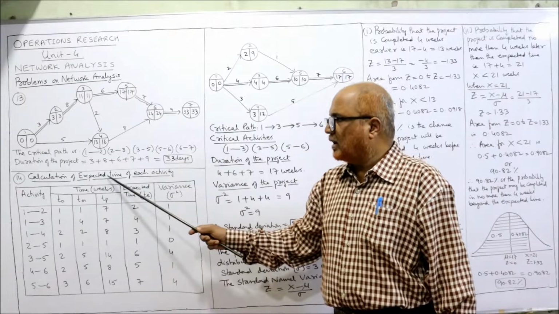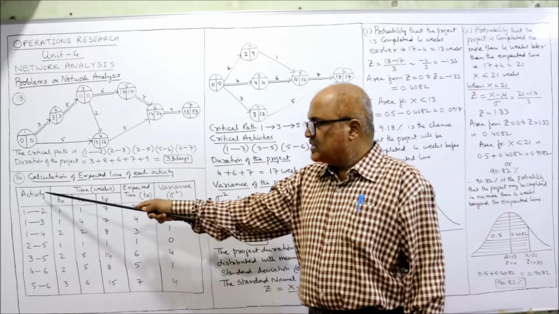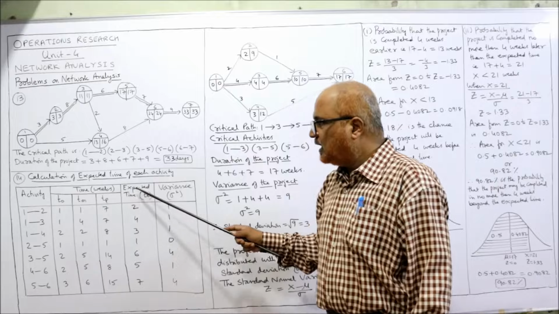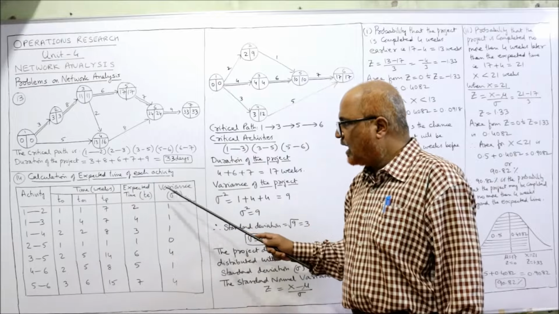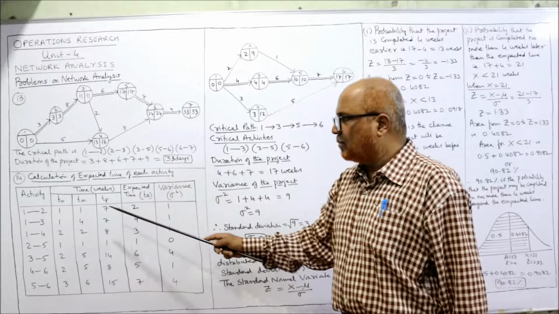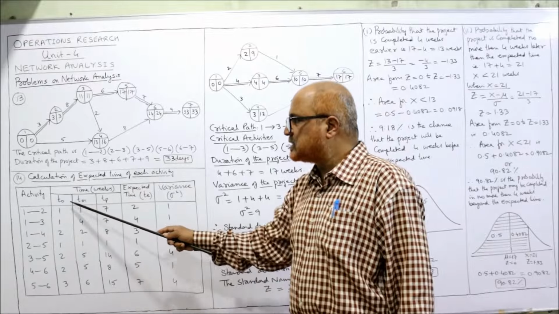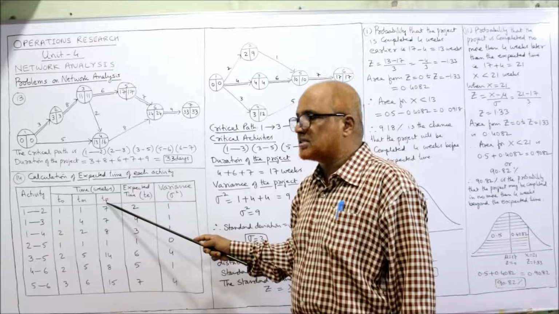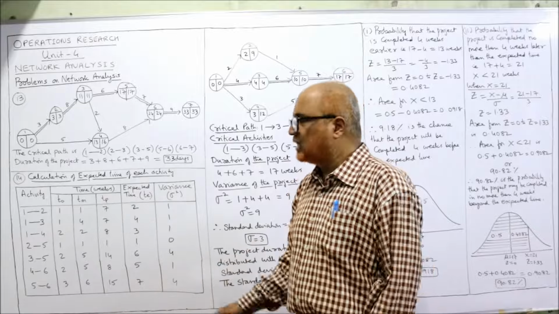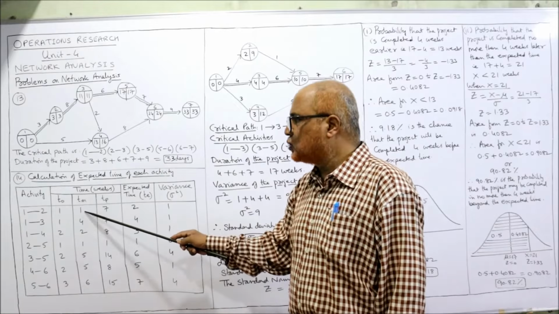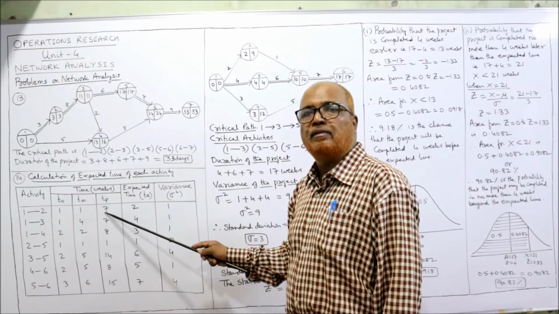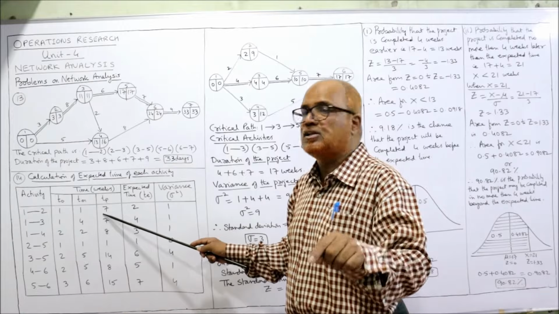See here, calculation of expected time. Activities are given in the problem: TO, TM, TP. We need expected time TE and variance, sigma square. Already we know the formula, 4 into TM plus TO plus TP divided by 6. I have not written the formula here, but in the previous ones I have written it. 4 into 1 is 4. 4 plus 1, 5. 5 plus 7, 12. 12 divided by 6 is 2.